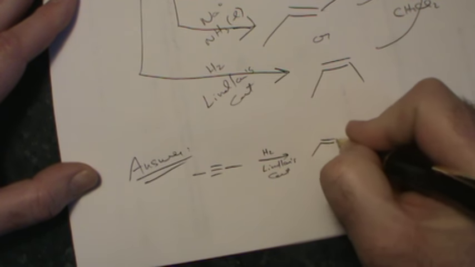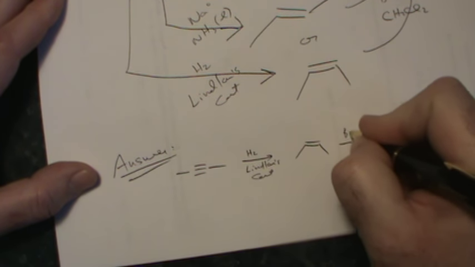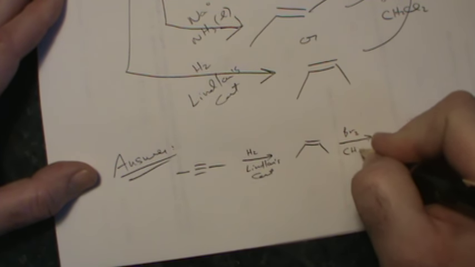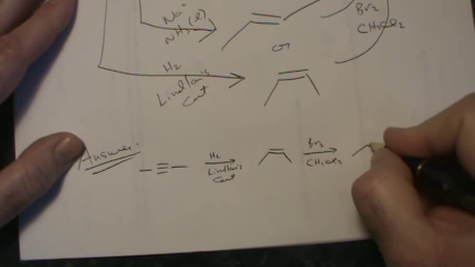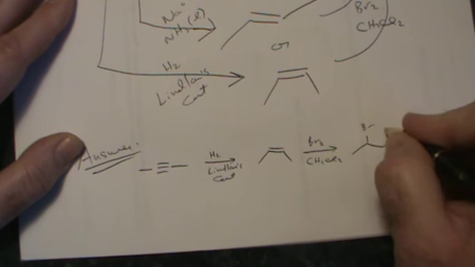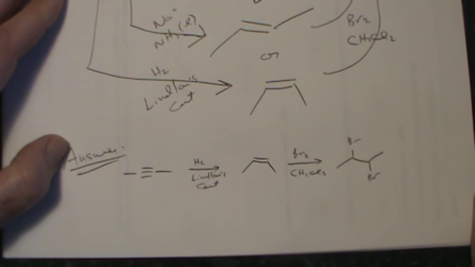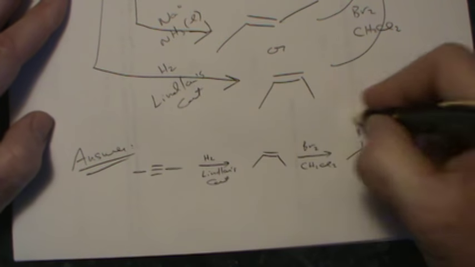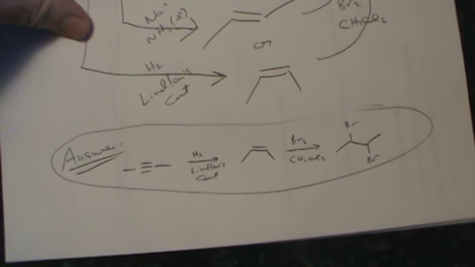It's going to give me the cis alkene, which then I will brominate in an organic solvent like methylene chloride to give me the corresponding vicinal dibromide. So that's a nice clean answer, and that's the way you should try to end your synthesis problems, with a nice clean answer like that. Alright, let's look at another one.